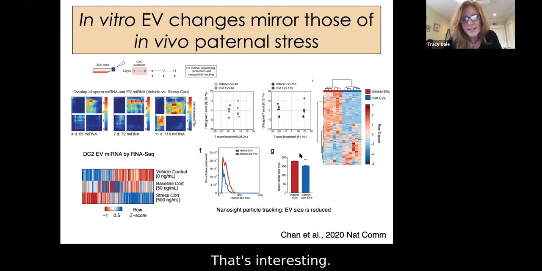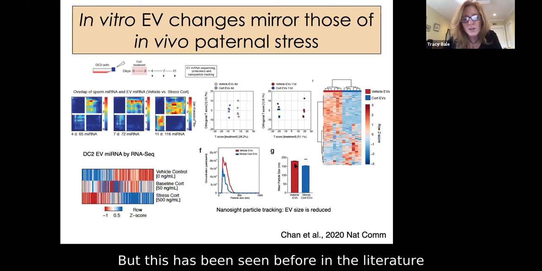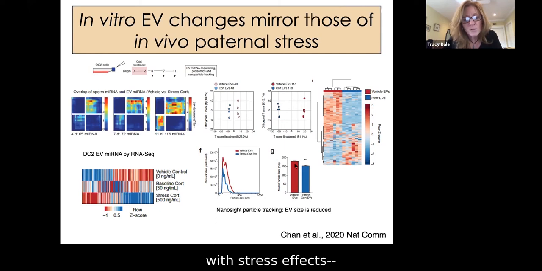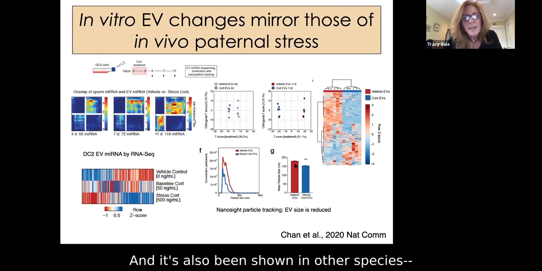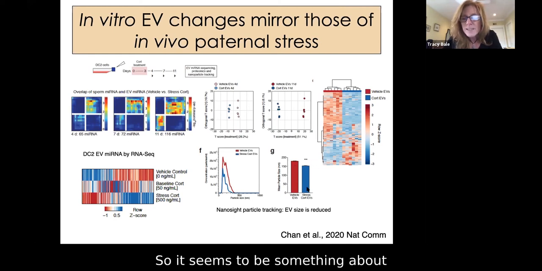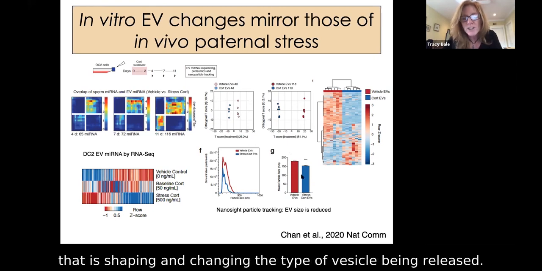That's interesting. But this has been seen before in the literature with stress effects, reducing the size of vesicles. And it's also been shown in other species, in humans and in sheep. So it seems to be something about the glucocorticoid process, possibly that allostatic set point, that is shaping and changing the type of vesicle being released.